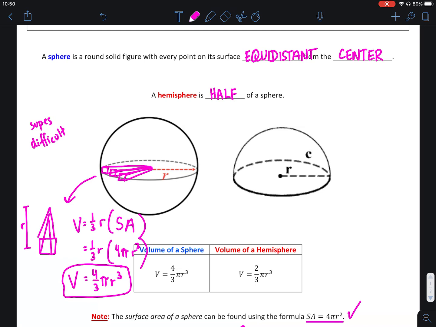Okay, and then the last formula here, volume of a hemisphere. A hemisphere is just half of a sphere, so we basically divide this entire formula in half. So the only thing you're really going to see change is the 4/3 is going to become a 2/3, because it's being cut in half. There you have it.